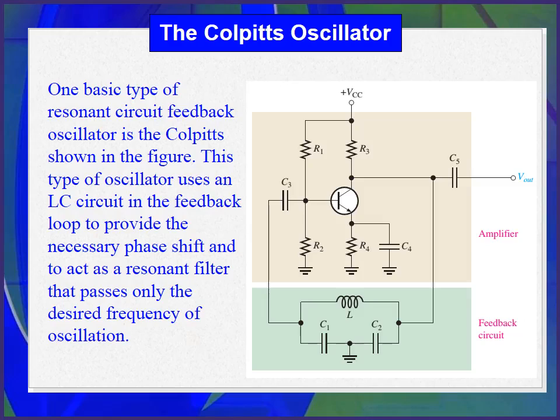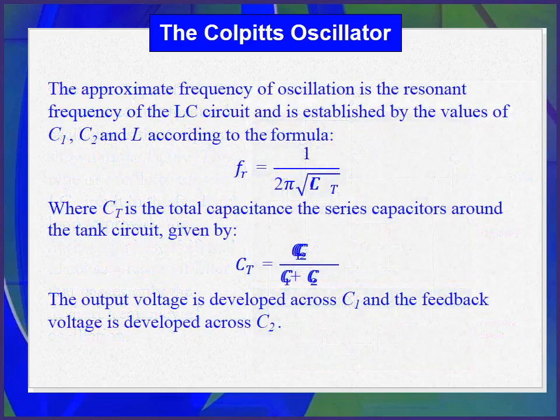So the approximate frequency of oscillation is the resonant frequency of the LC circuit and is established by the values of C1, C2 and L according to the formula: resonant frequency FR equals 1 by 2 pi root of L CT, where CT is the total capacitance, because the capacitors effectively appear in series around the tank circuit. So the total capacitance CT is given as C1 into C2 divided by C1 plus C2.